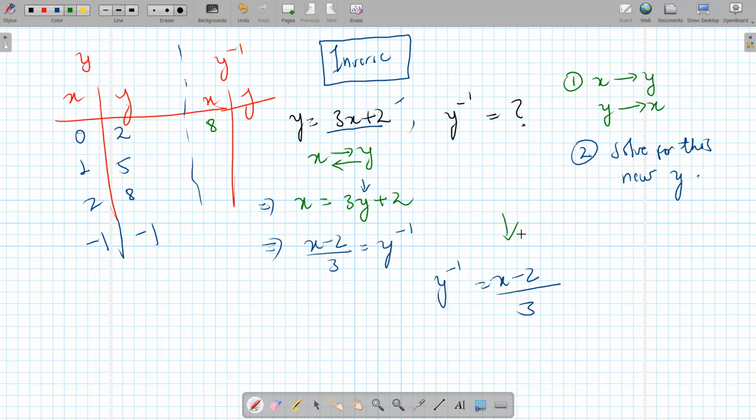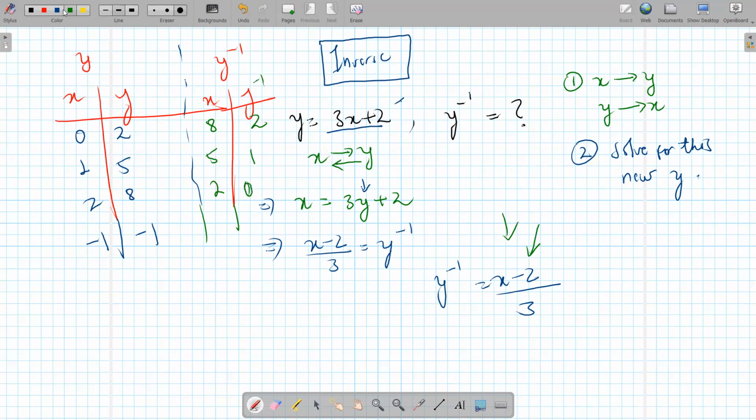It'll be 2, that's right. Let's say y is 5. Sorry, when x is 5, what would y inverse be? 1, right? You notice the pattern? What about when x is 2? What would y be? 1. 2 would be 0, right? Y inverse would be 0.